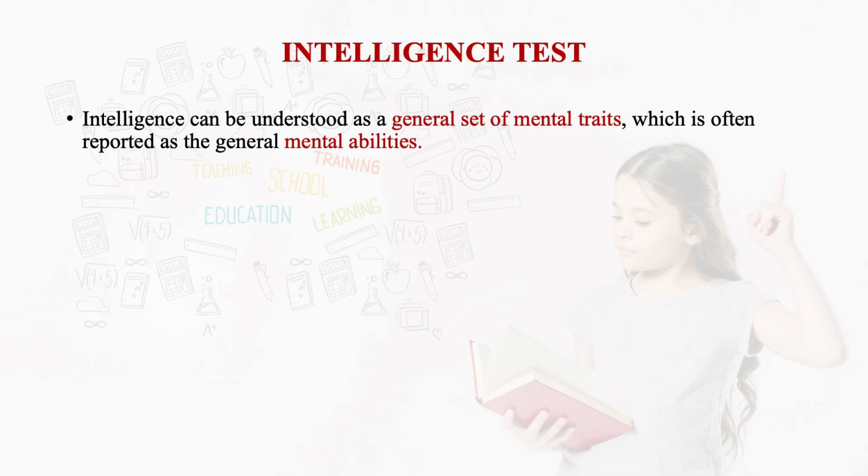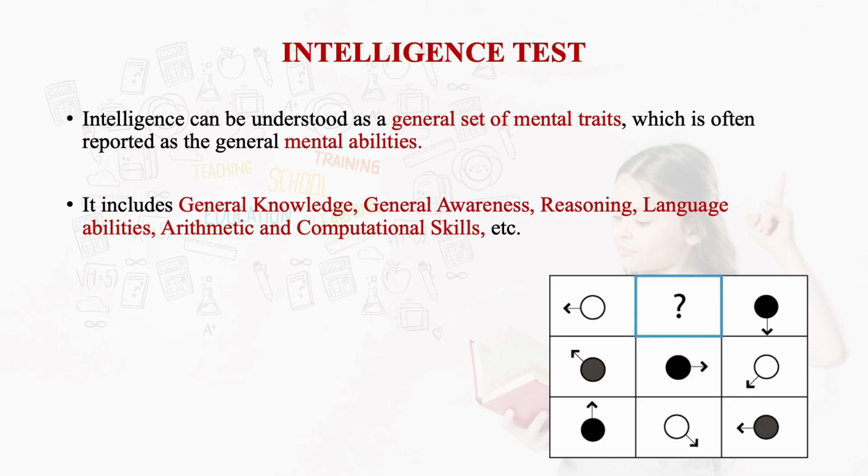Now let us go forward to understand the concept of intelligence. So friends, here intelligence can be understood as a general set of mental traits which is often reported as the general mental ability of the students. It is general mental ability, that's why it includes general knowledge, general awareness, reasoning, language abilities, arithmetic, computational skills, algebra and other areas of studies also.